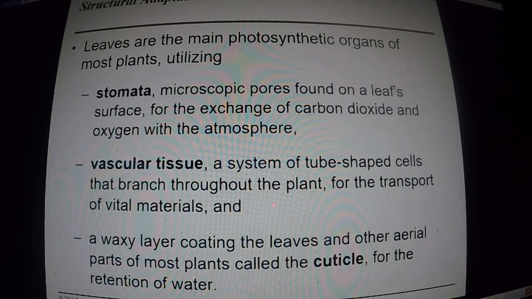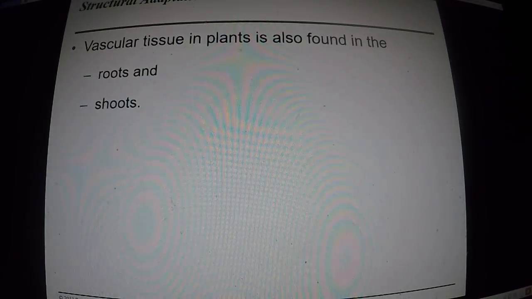Leaves are the main photosynthetic organs in most plants, utilizing stomata, the little microscopic pores you learned about that exchange carbon dioxide and oxygen. Vascular tissue is a system of tube-shaped cells that branch throughout the plant for transport of vital materials, and there is a waxy coating on the leaves and other aerial parts called the cuticle for the retention of water. Vascular tissues in plants are also found in the roots and the shoots.